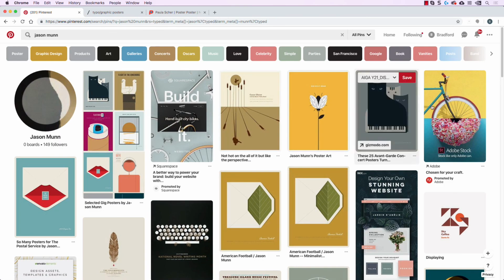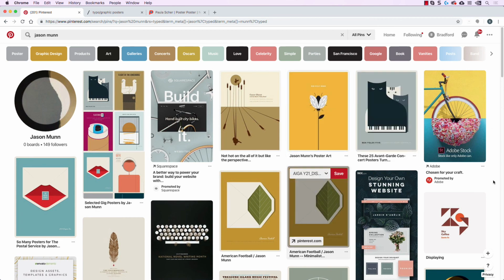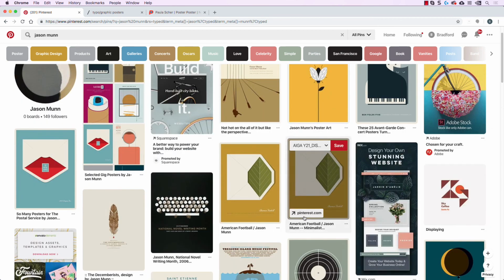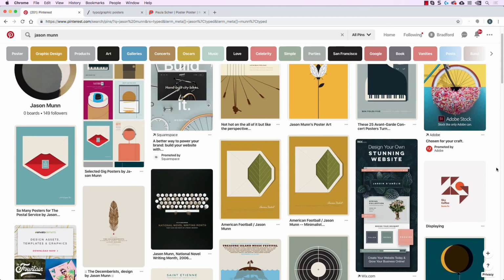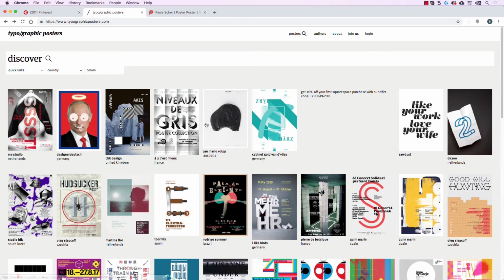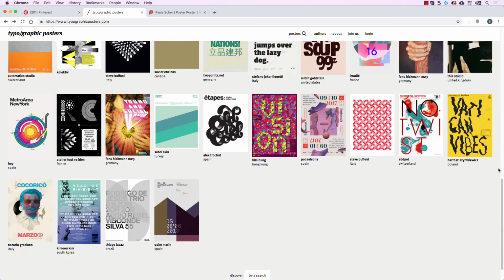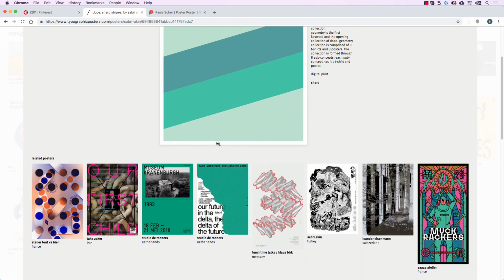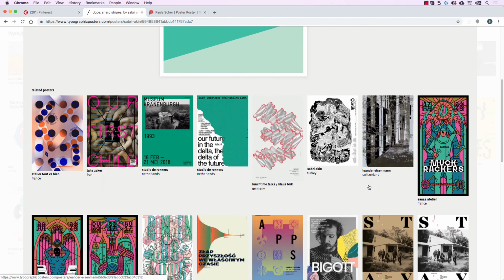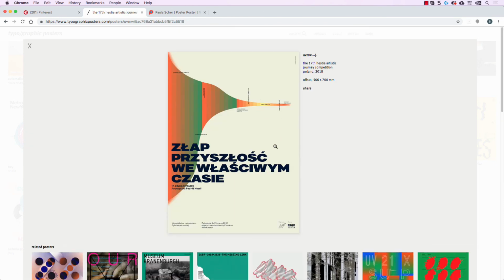He's probably my favorite single source of inspiration for this assignment because he does a lot of music events, and he often works in this conceptual style where he combines two images together. You can also take a look at typographicposters.com, which is a great source for type-based posters, but there's also some really good illustrative stuff in here as well. And the way I like to use this site is just by clicking on something that catches my eye. And then underneath that, you get a bunch of related stuff. And so you can just kind of go down this spiral of inspiration and find things that are really interesting.